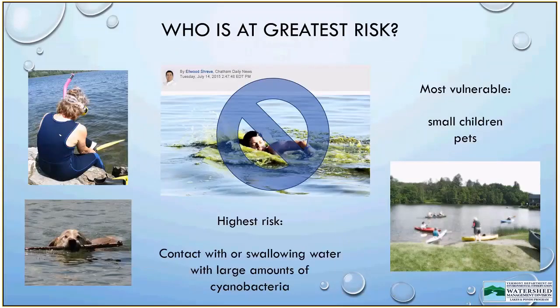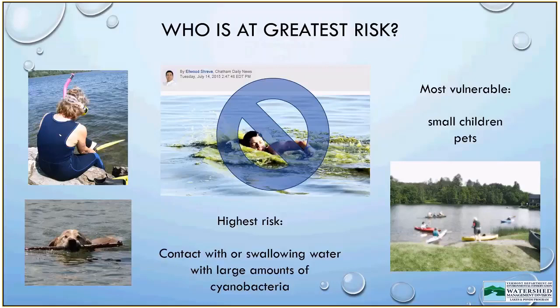So who's at greatest risk? The most vulnerable are small children and pets. And again, this is because they are not very concerned about the water that they're playing in or drinking. Small children are very likely to put things in their mouth or swallow a lot of water when they're swimming. Pets, again, aren't really particular, and if they're anything like my dog, they actually like to eat things that are really not appealing. And so as a result, they are much more likely to get a large amount of cyanobacteria.